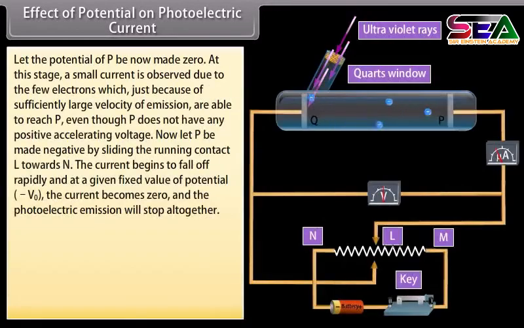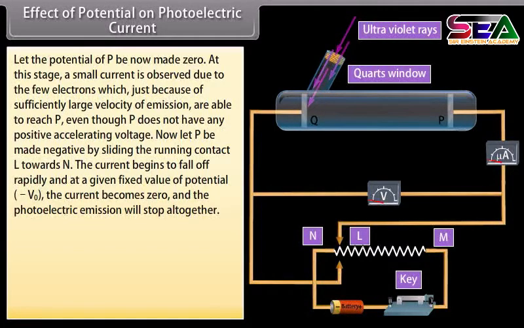Let the potential of P be now made zero. At this stage, a small current is observed due to the few electrons which, because of sufficiently large velocity of emission, are able to reach P, even though P does not have any positive accelerating voltage.